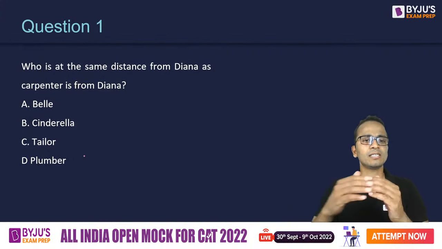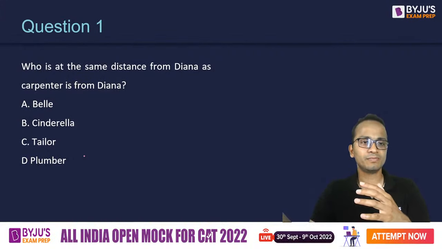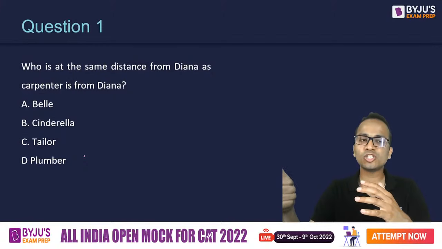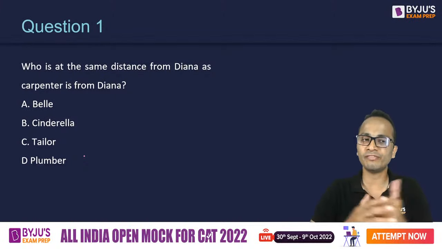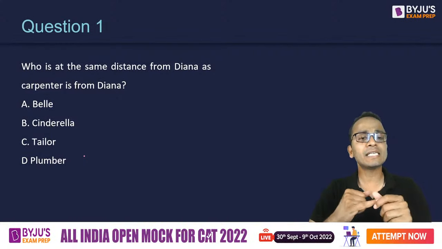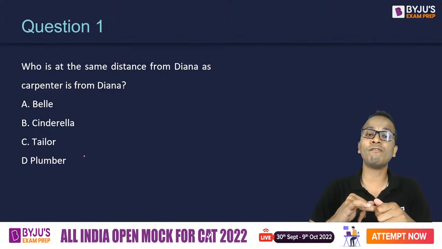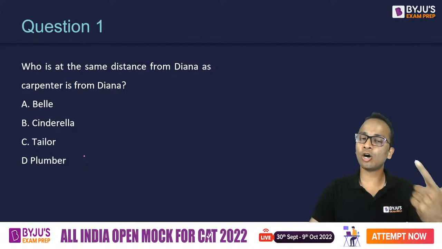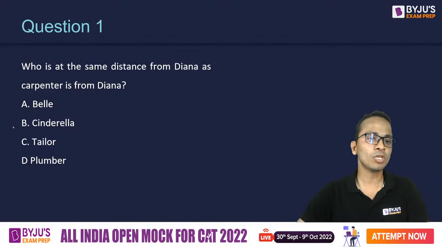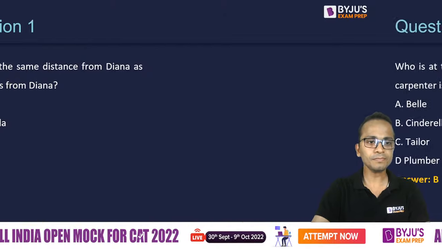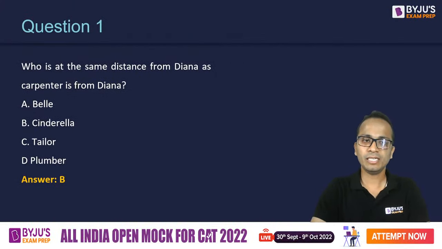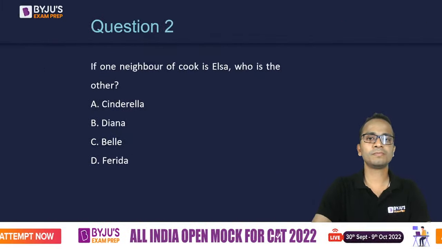So Diana's right hand side, 2 seats on the right hand side is carpenter. So we'll have to look at 2 seats on the left hand side. And yes, it's Cinderella who is a washerwoman. So Cinderella or washerwoman can be the answer. In options, I have Cinderella, so I can mark this one. All right, so option B will be the correct answer. Okay. Yes, it is option B. Let's move on to question number 2.